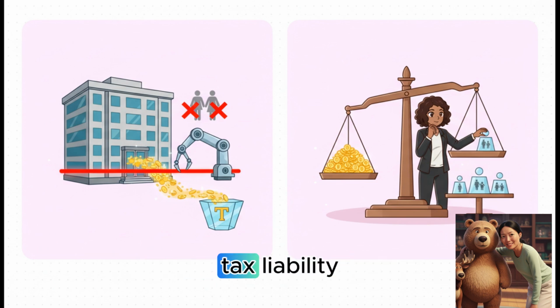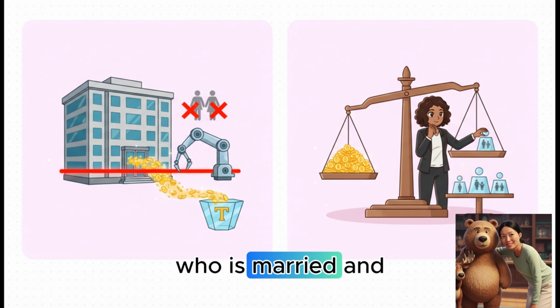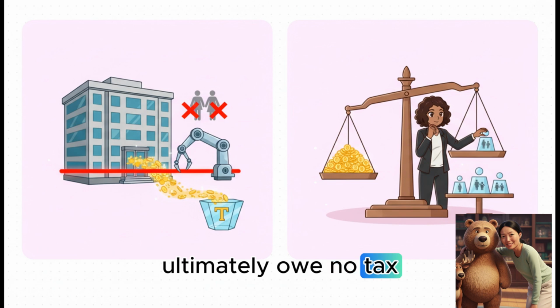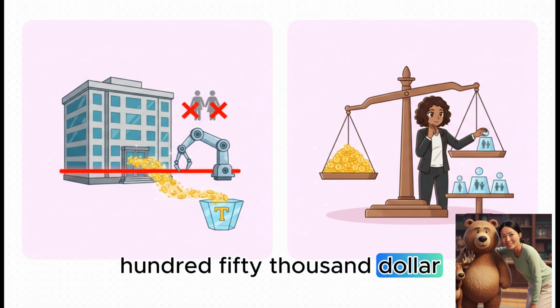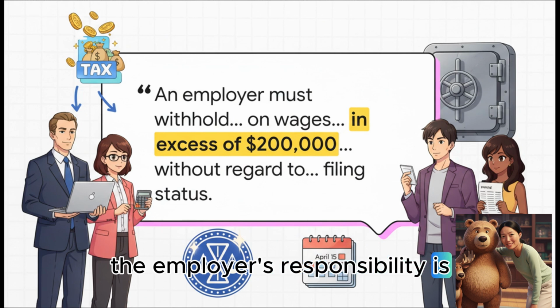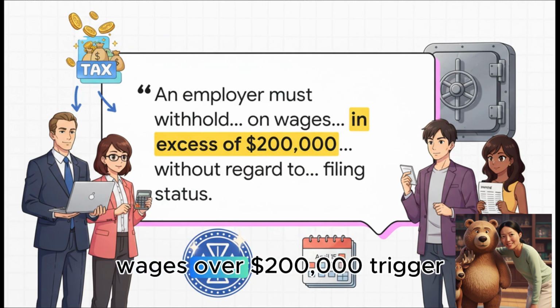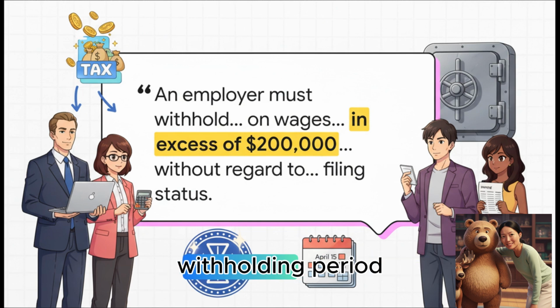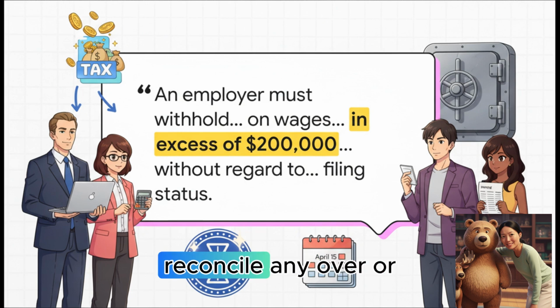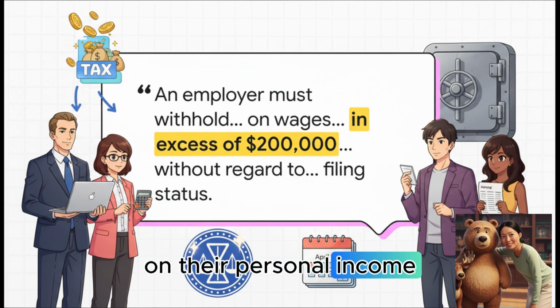But the employee's actual tax liability depends entirely on their filing status and total income. So you might have an employee earning $220,000 who is married and files jointly. The employer will withhold the tax, but that couple might ultimately owe no tax if their combined income is under the $250,000 joint filer threshold. This quote, which is based on IRS guidance, really cements the rule. The employer's responsibility is absolute and straightforward. Wages over $200,000 trigger withholding, period. They can't stop withholding even if an employee asks them to. The employee has to reconcile any over- or underpayment on their personal income tax return.